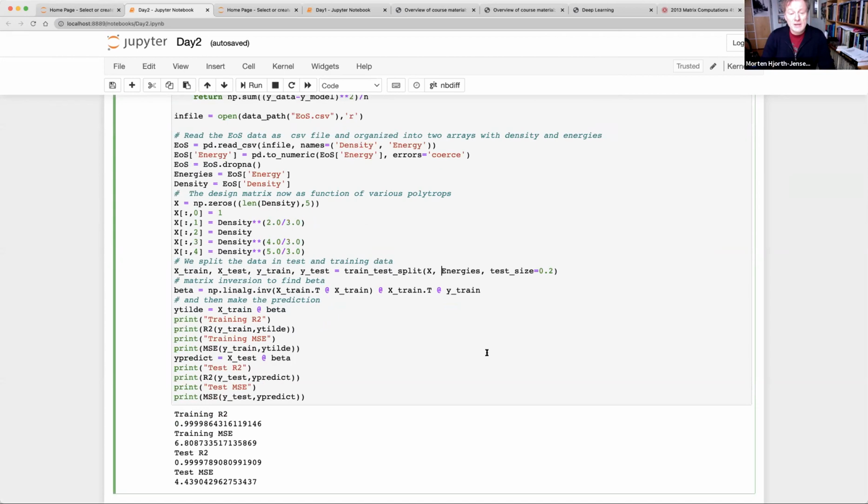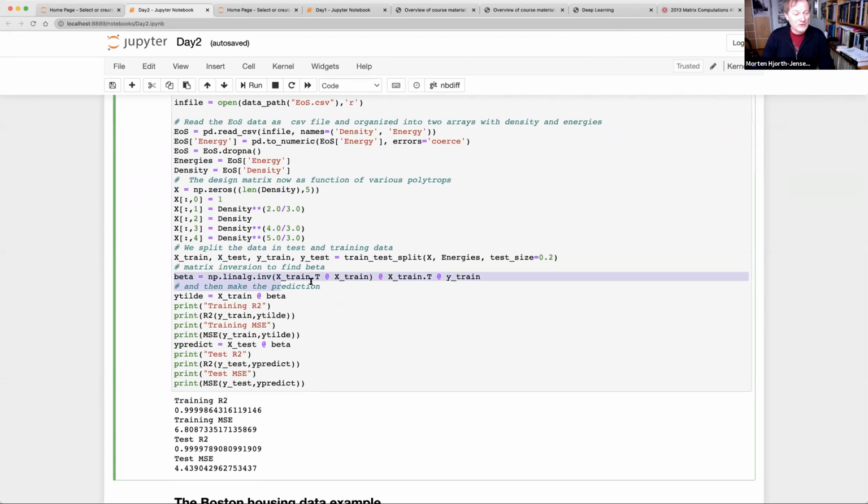And you see now that what I've done here, since I love my own programs, I have my own matrix inversion here. And I'm now dealing with the training data, only the training data. So I am making the fit with the training data. And now my target is now given by the train data. So what this does is that it splits the X values and the energies into a train set and a test set.